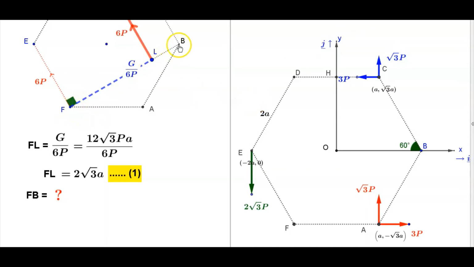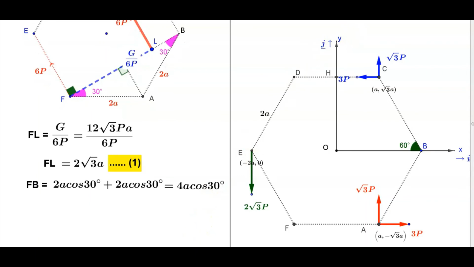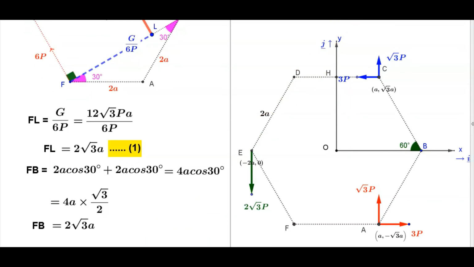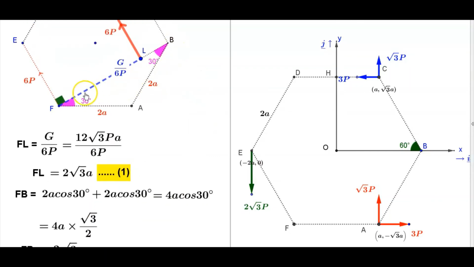What is the distance FB in the hexagon? This one 2a, this one 2a, this one 30 degree. Therefore, FB is equal to 2a cos 30 plus 2a cos 30. So 4a cos 30. This one 4a into root 3 by 2. This one 2 root 3a. FB is 2 root 3a. FB distance also 2 root 3a. But FL also 2 root 3a here.